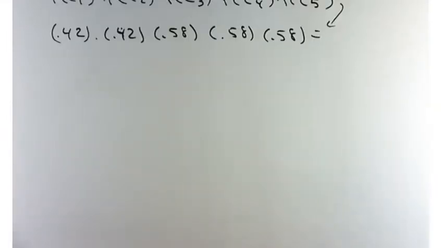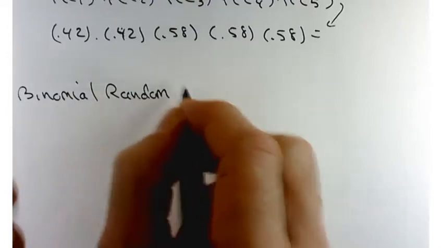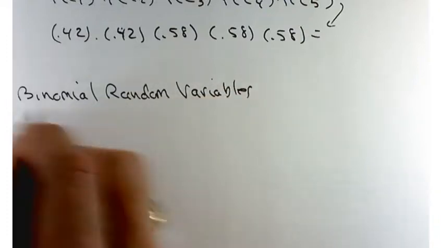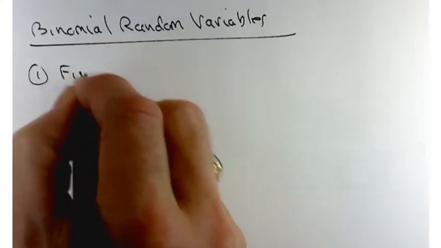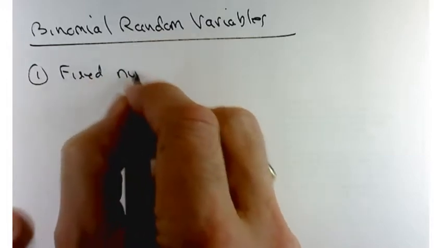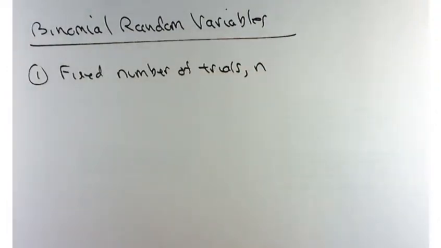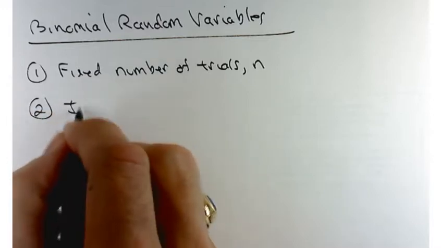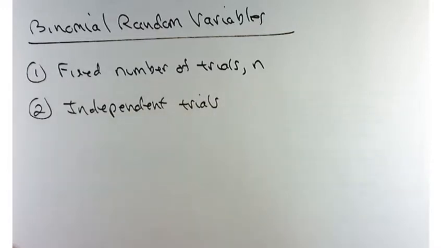Binomial random variables. There's 4 requirements for a binomial random variable. A binomial random variable is the result of an experiment that has a fixed number of trials, and that's n. It has independent trials. So we discussed independence earlier. The outcome of one does not affect the probability of the outcome of the other.